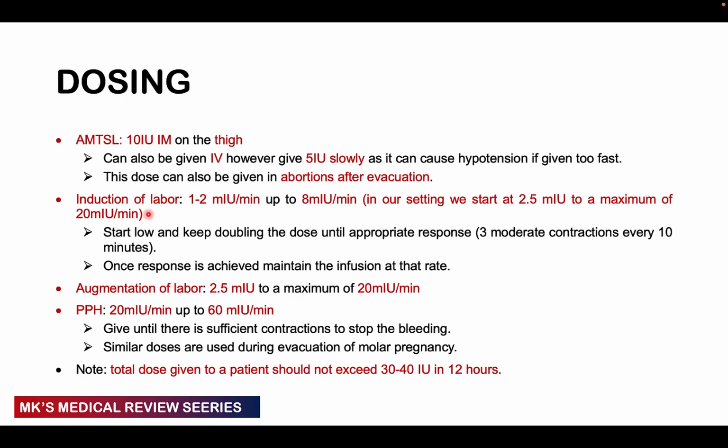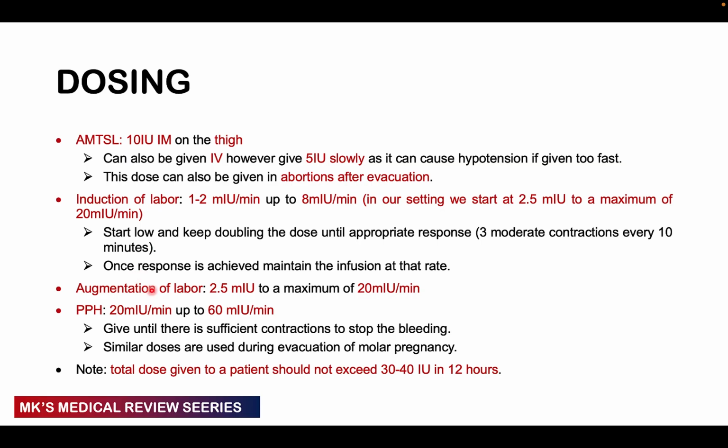That's our maximum dose. You want to keep increasing the dose, you want to keep doubling the dose until you get an appropriate response. And what is this appropriate response? If you have 3 moderate contractions every 10 minutes, and once you get this response, you continue them on this infusion. This is what we call oxytocin titration.